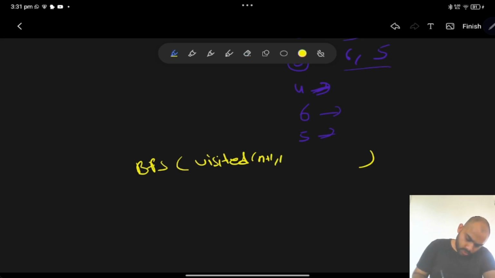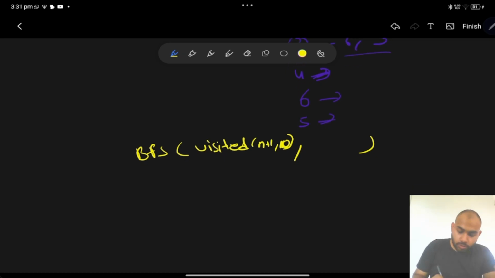N plus 1 comma 0. Now n plus 1 in case it is a 1 based index graph, and n in case it is a 0 based index graph. Okay, right. Now what else do we need? We need the starting node, Sn. Okay, Sn means starting node. Okay, what else do we need?